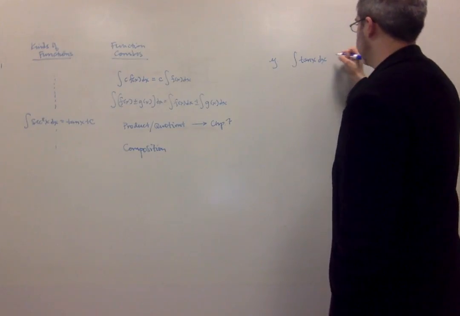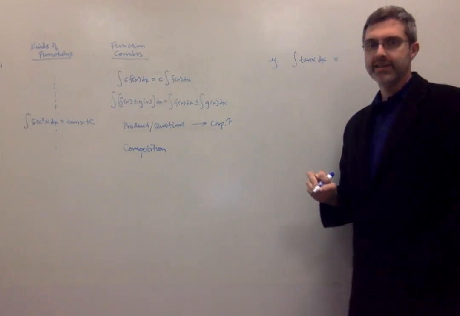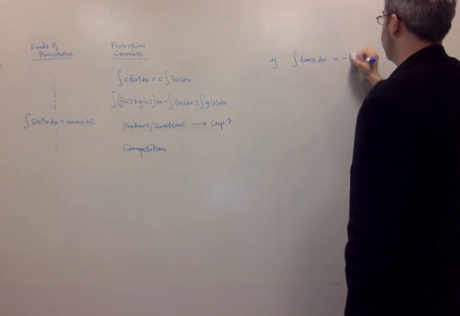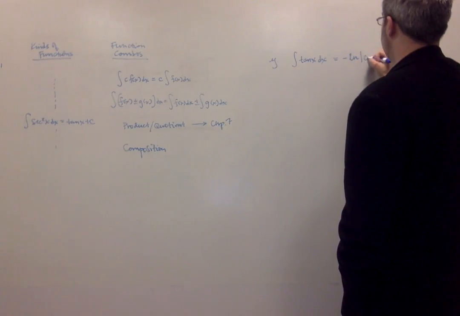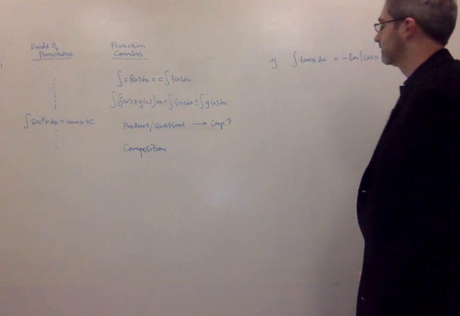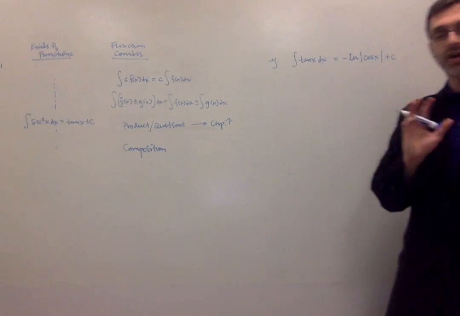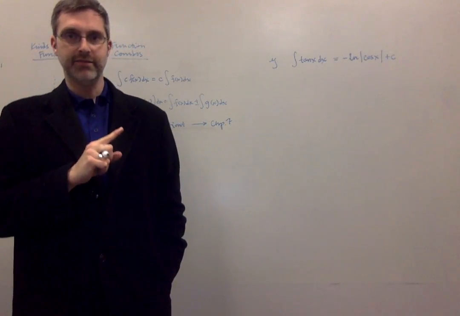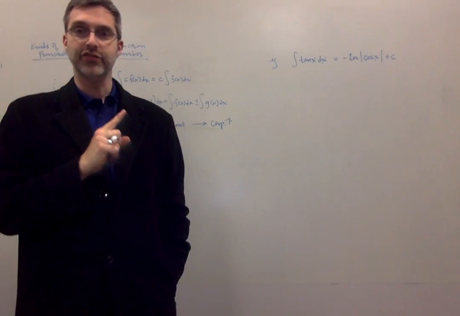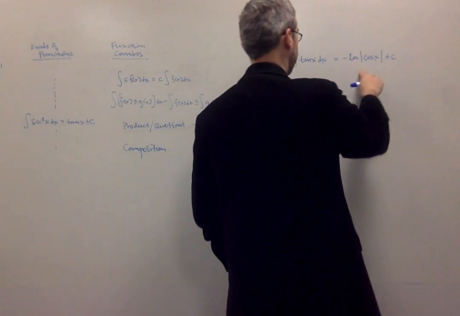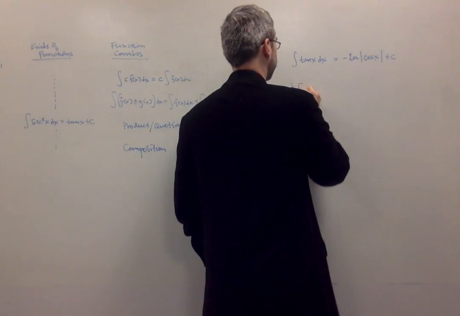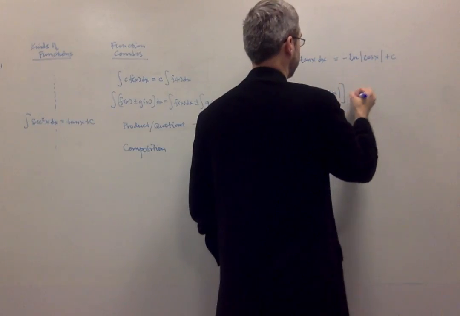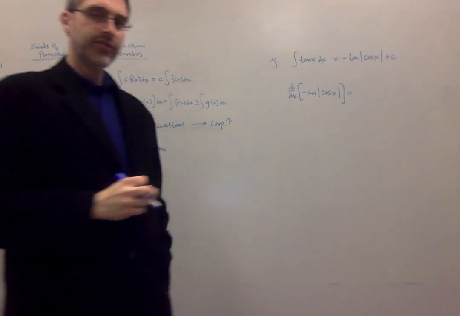So it turns out that the answer to this, an antiderivative of tangent, believe it or not, is negative natural log of the absolute value of cosine. Okay? You might think, where in the world did that come from? I'm not going to explain where that came from right now, but what I do want to show you is that that actually works. Let's differentiate that answer, and I'm going to forget the plus c because the derivative of plus c is just 0. Okay, let's differentiate that and see what happens.